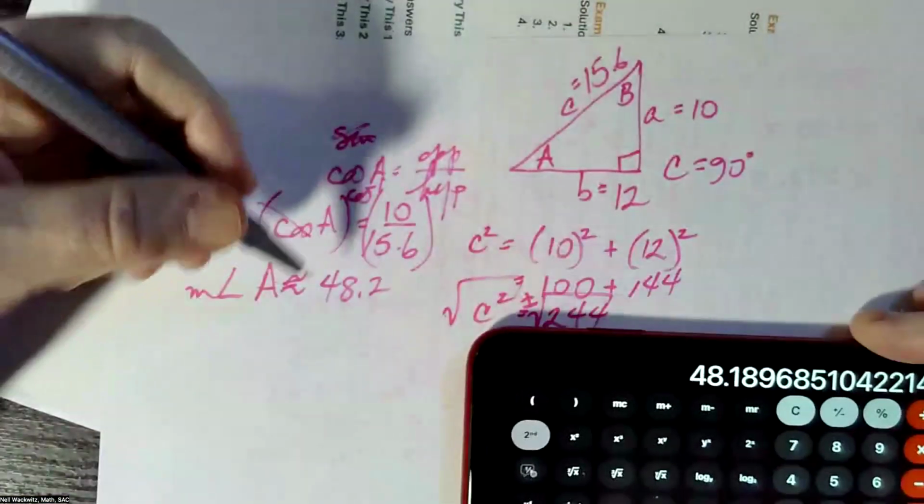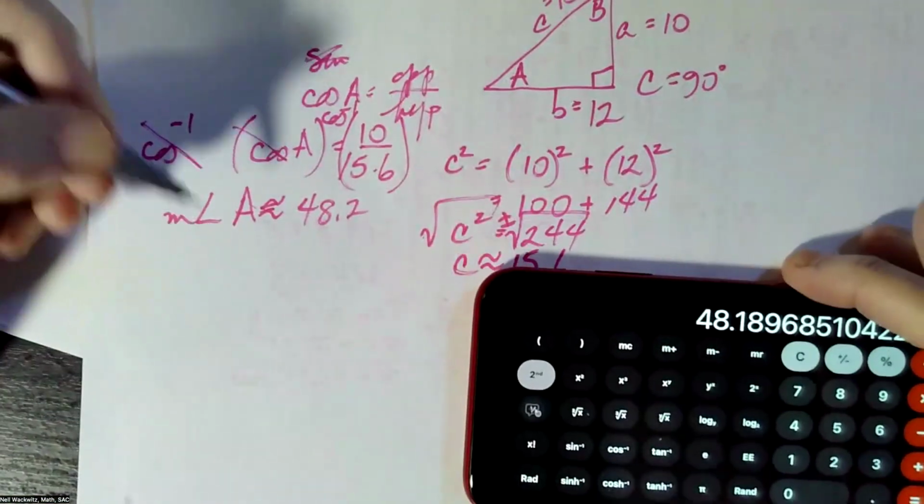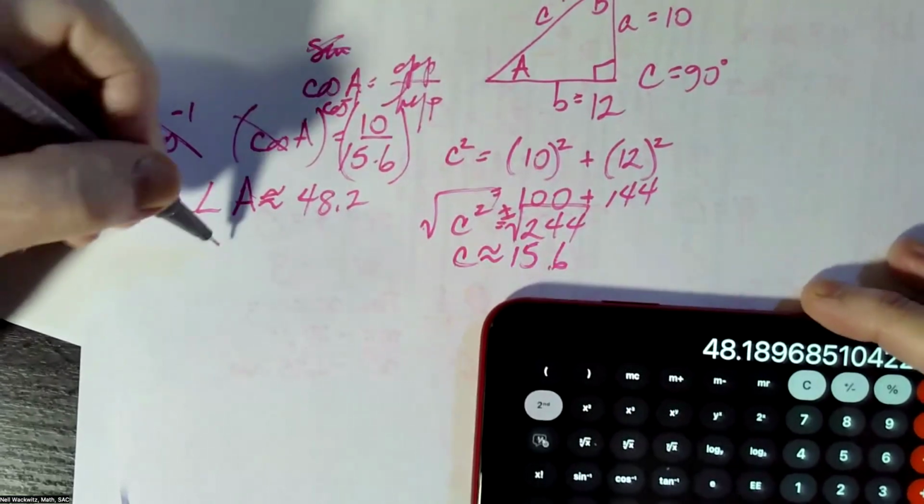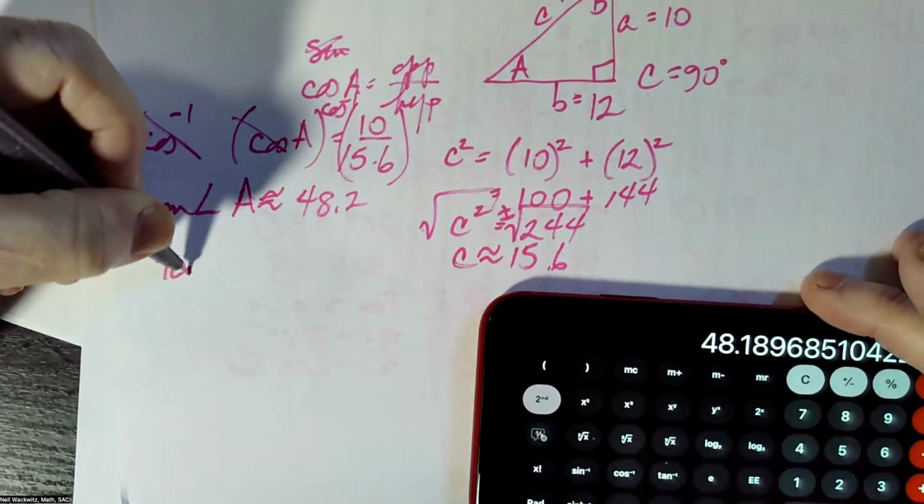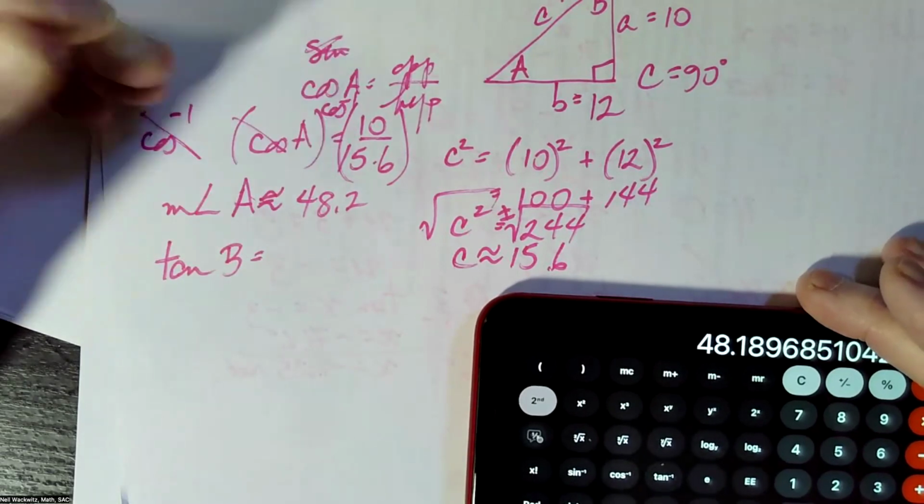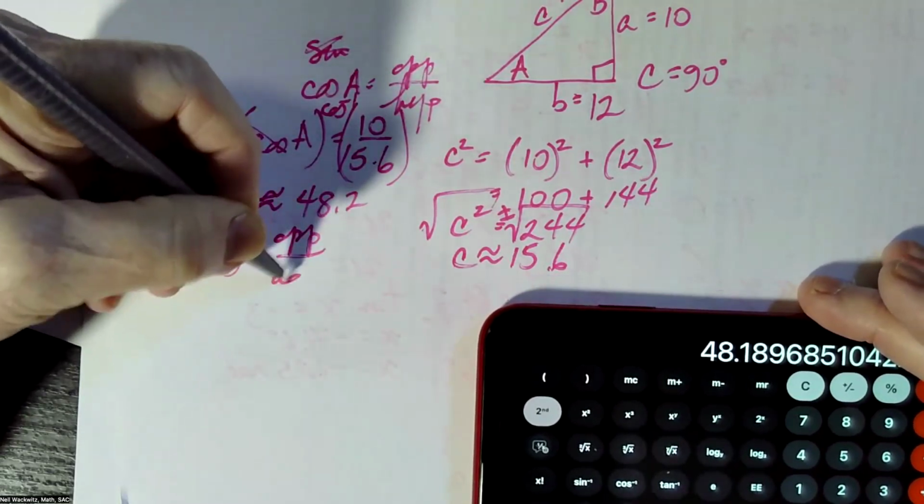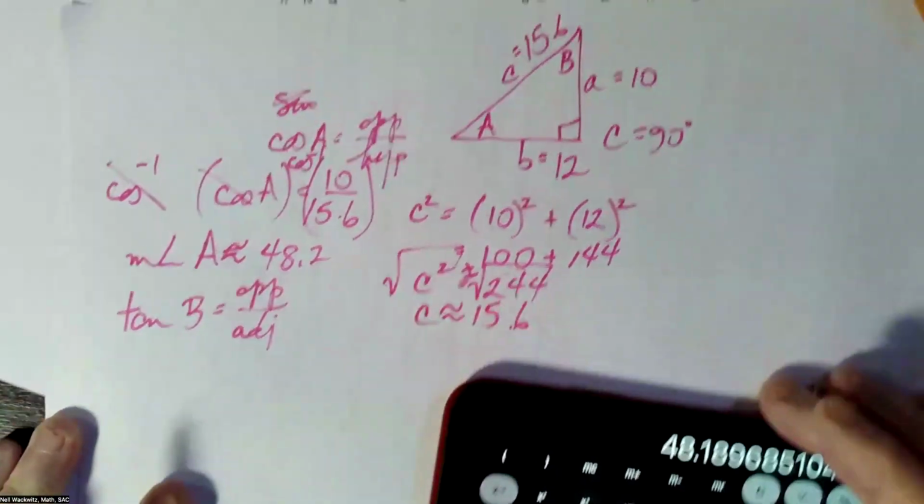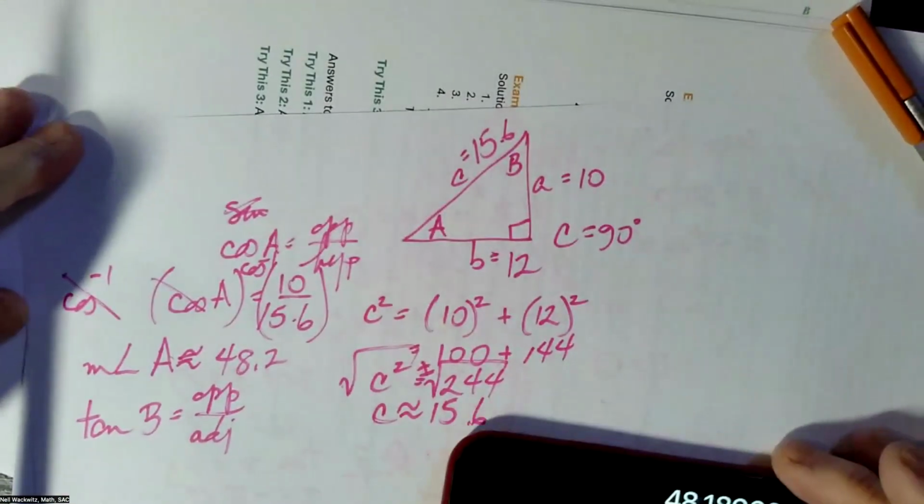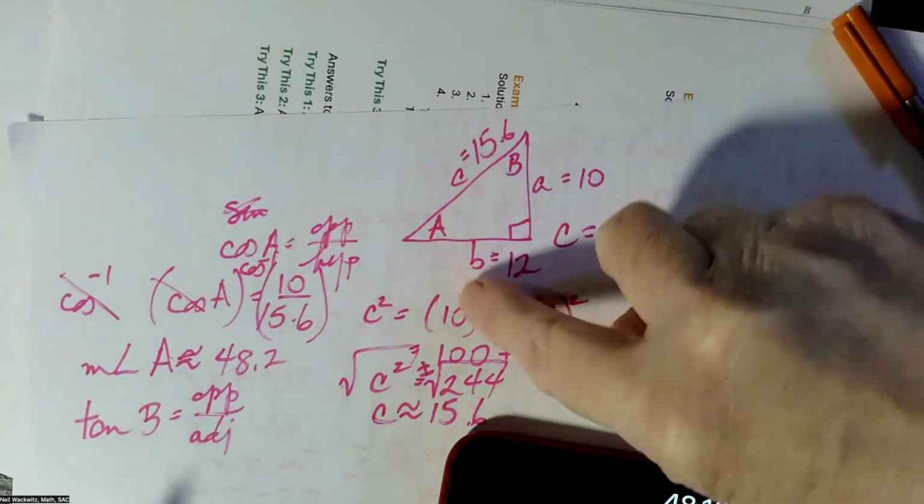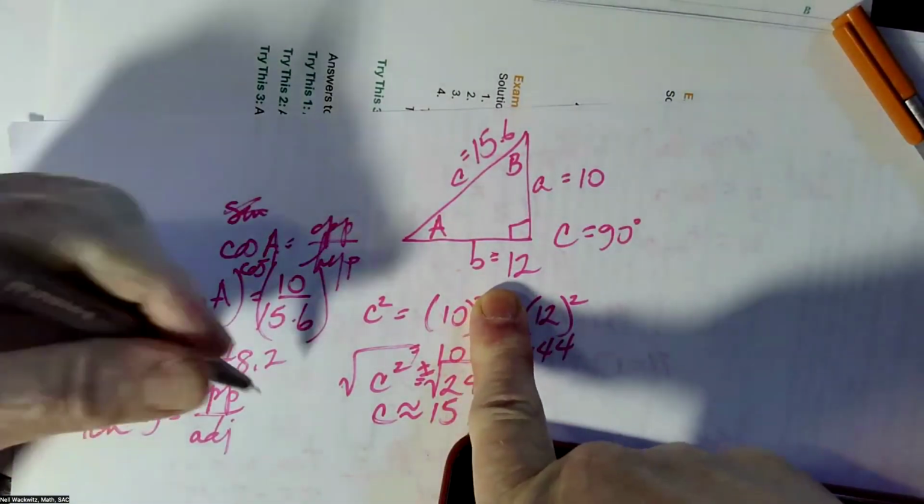So we know that, let's do tangent for B. We know that the tangent of B, well, let's see, tangent is opposite over adjacent. And we're looking at this from the point of view of angle B. So opposite would be side B.